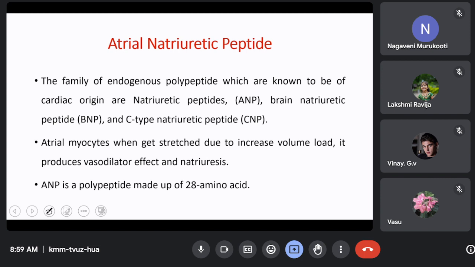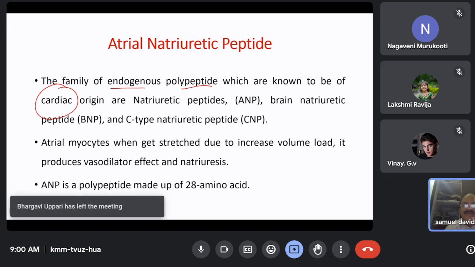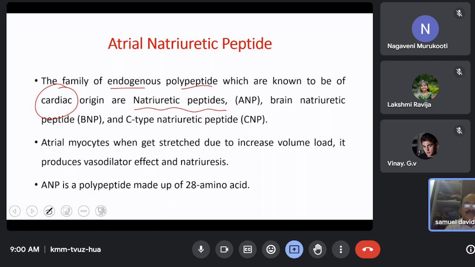Here, it is not a single protein. It's a family of endogenous polypeptides produced from the atrium, that is the heart. Hence, we say it is of cardiac origin, and we can call them simply natriuretic peptides, brain natriuretic peptides, and C-type natriuretic peptides. So there are three different classes which form a family of these polypeptides.